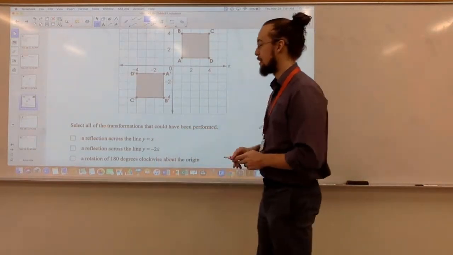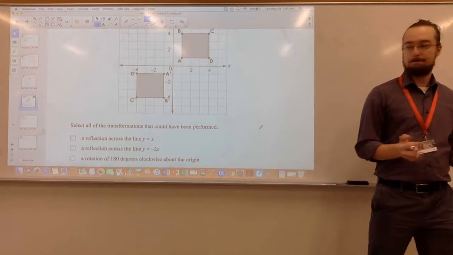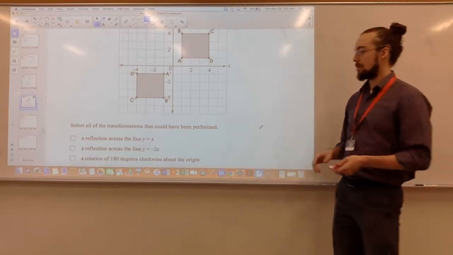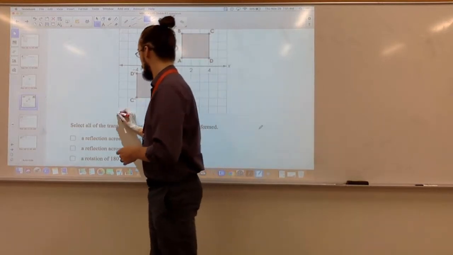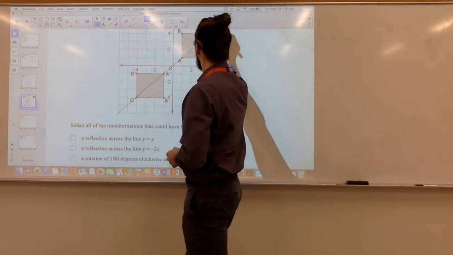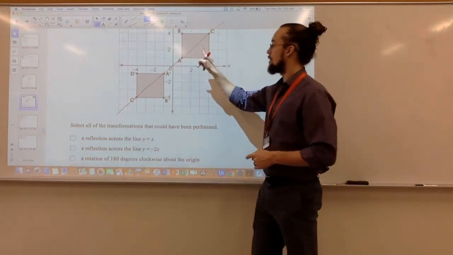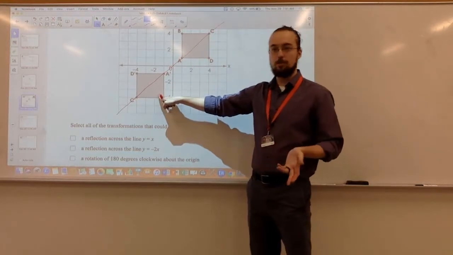Let's start with the first one. So where is the line y equals x? Let's do the diagonal. Yeah, so it would be this line right here, right? So if I take this figure and reflect it across the line y equals x, could it produce this?